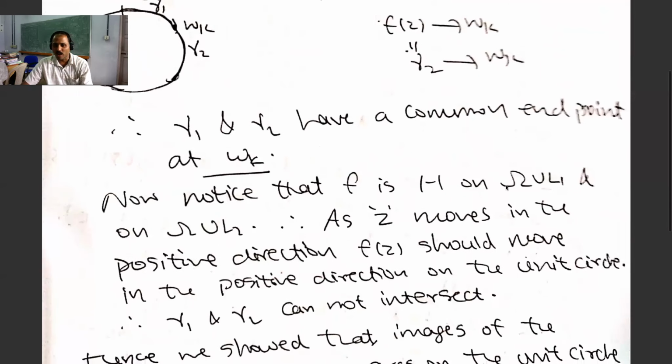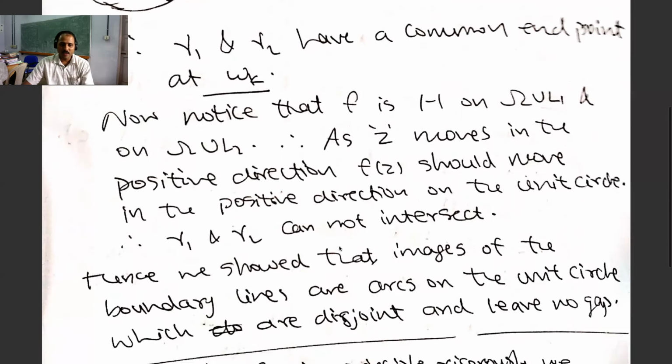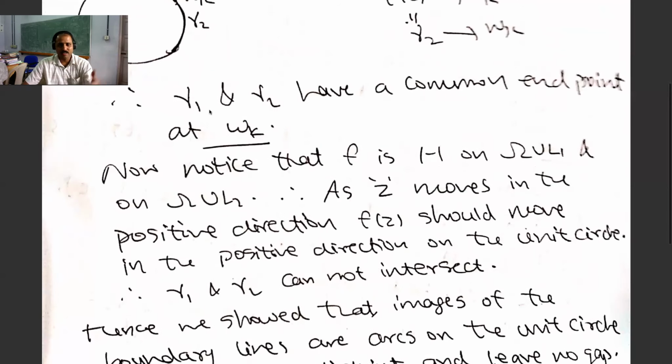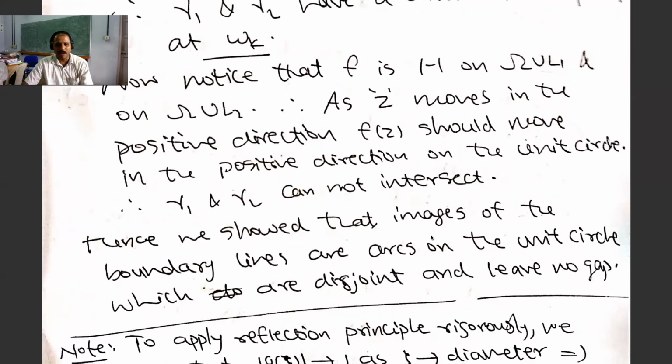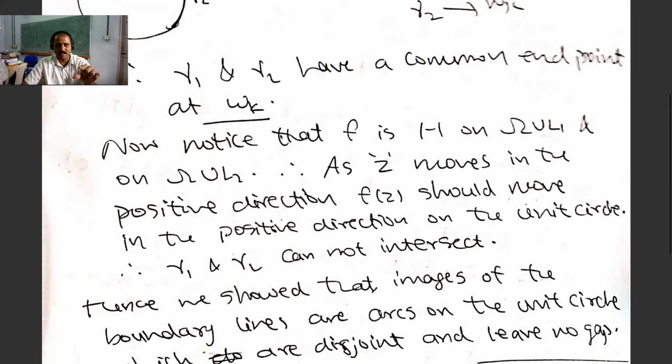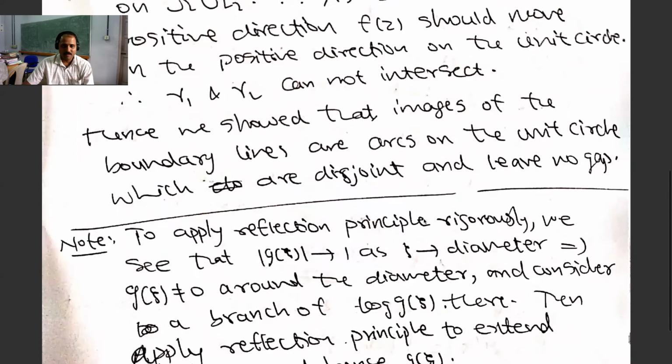Now notice that F is 1-1 on omega union L1 as well as omega union L2. Therefore, as z moves in the positive direction, F(z) should also move in the positive direction on the unit circle. Therefore gamma 1 and gamma 2 cannot intersect. That is trivial from the 1-1 property. Hence, we showed that the images of the boundary lines are arcs on the unit circle, which are disjoint and leave no gap. They meet at the point omega_k. So this is what we need.